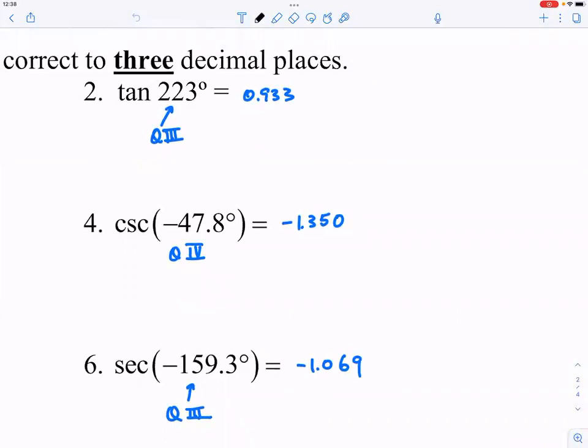2, 4, and 6. Question 2, tangent of 223 degrees is 0.933. 223 degrees is in quadrant 3. Tangent of an angle in quadrant 3 should be positive. Question 4, cosecant of negative 47.8. That means it's in quadrant 4, so 1.350. And question 6, secant of an angle that's in quadrant 3. That would be negative 1.069.